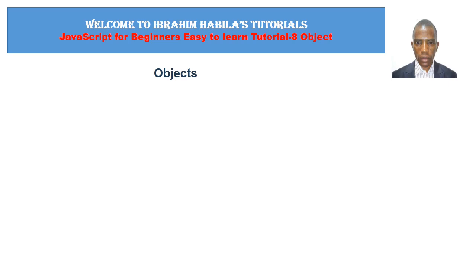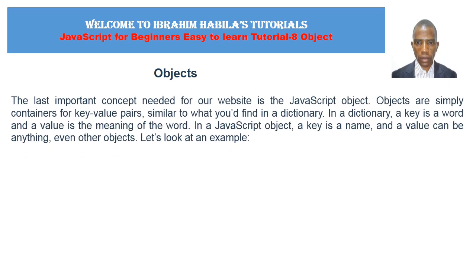Today I will be talking about objects. The last important concept needed for our website is the JavaScript object. Objects are simply containers for key value pairs, similar to what you find in a dictionary.